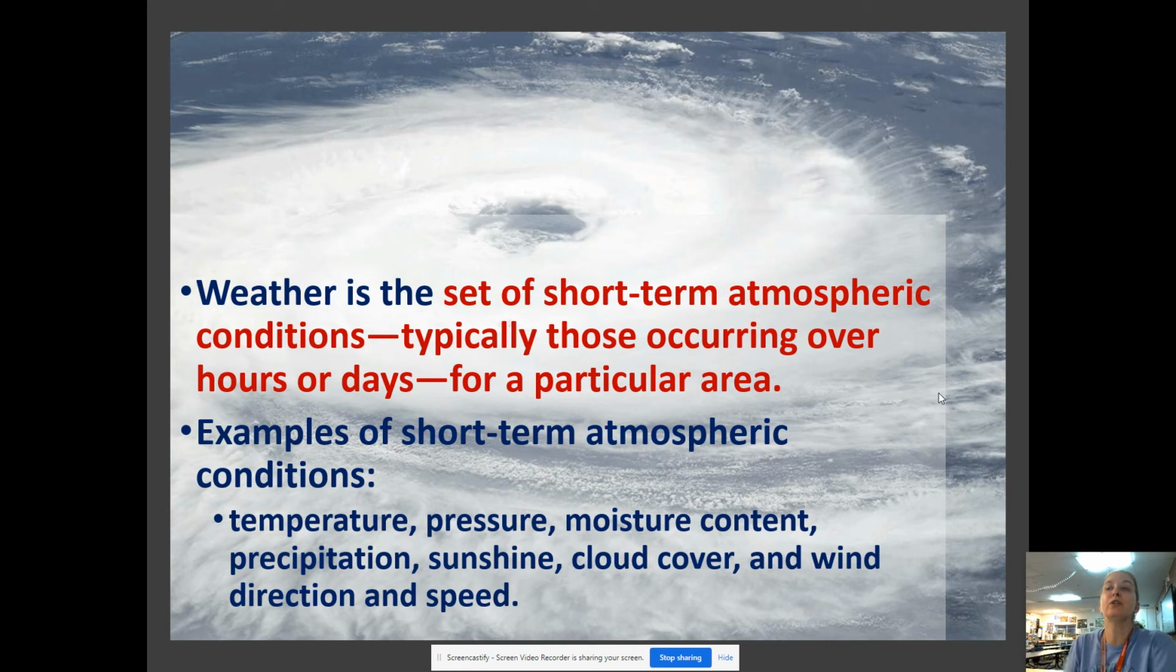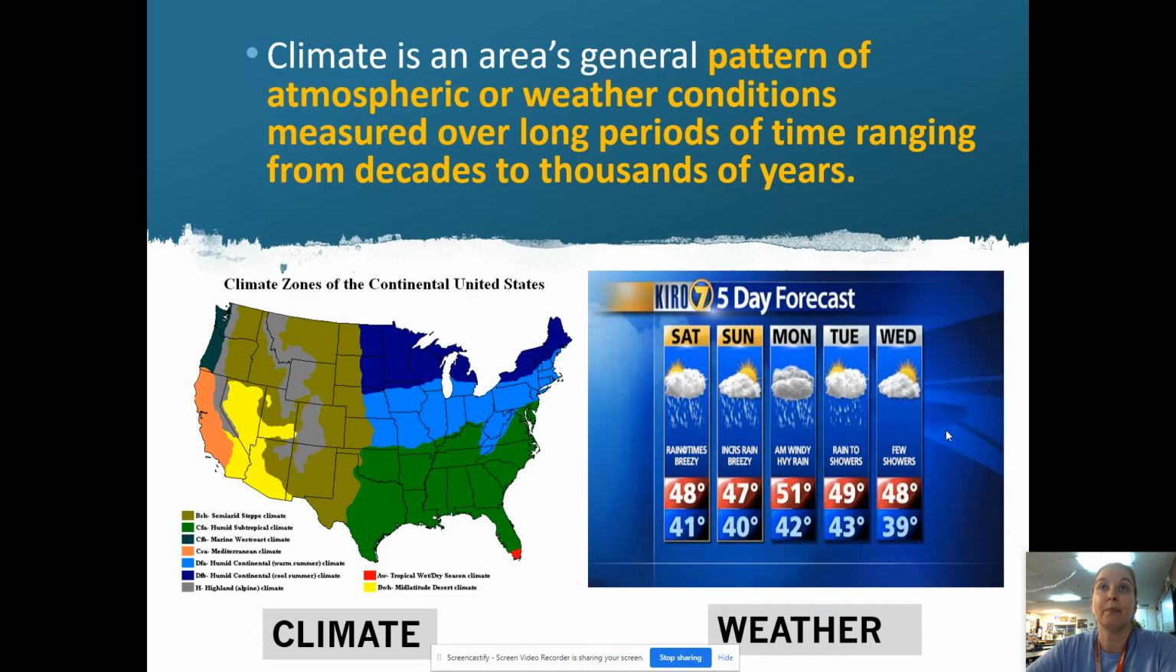Weather is a set of short-term atmospheric conditions, typically those occurring over hours or days for a particular area. What's going on outside right now is weather. Examples of short-term atmospheric conditions: temperature, that changes over the course of the day, pressure, moisture content, precipitation, sunshine, cloud cover, and wind direction and speed. All of those things can change very, very quickly here in Indiana, every minute, hour. But weather is very short-term.